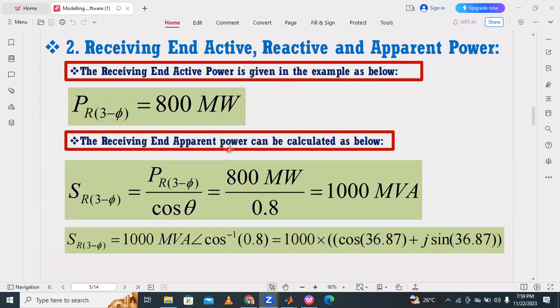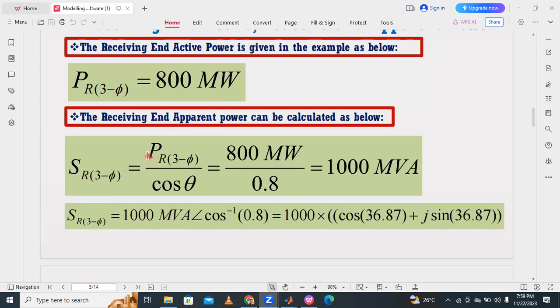Similarly, the receiving end apparent power can be calculated by S is equal to power divided by cos theta. Power is equal to S cos theta, that is, S is equal to receiving end side power divided by cos theta. We know the operating power factor is 0.8 lagging. Then 800 megawatts divided by 0.8 is 1000 megavolt ampere. This is called the apparent power.